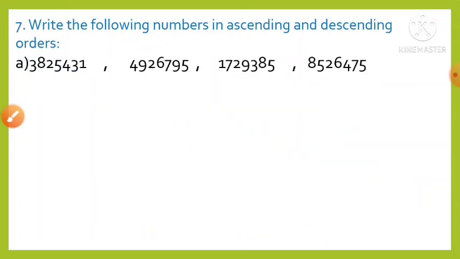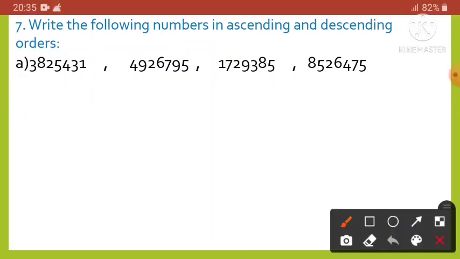now the next question is, write the following numbers in ascending and descending orders. Question number 7a. So all the numbers are available here. 4 numbers already given here. We have to make ascending and descending orders. So we know at first we have to count the number of digits for every number. So here in the first, it is the 7 digit number. It is also the 7 digit number. It is also the 7 digit number, and it is also the 7 digit number. So all the digits are same.